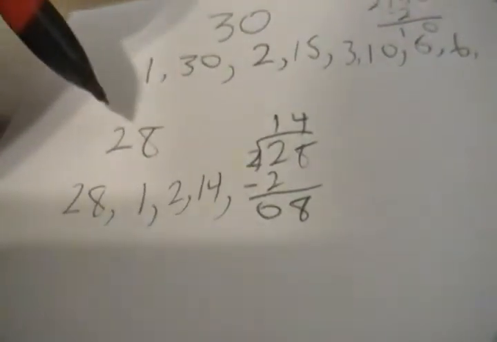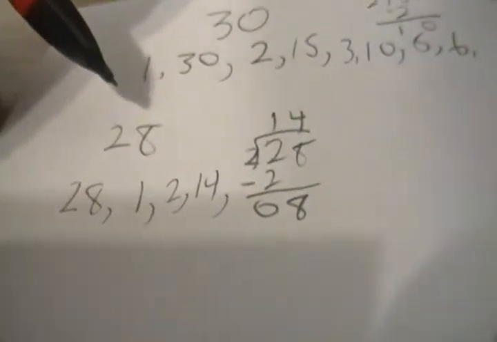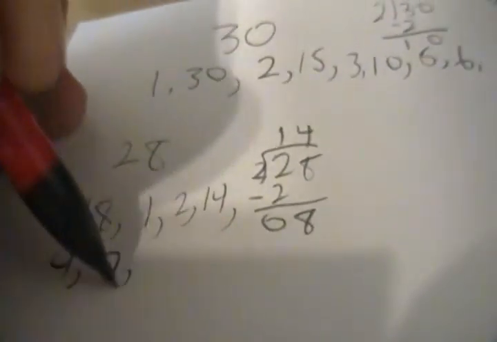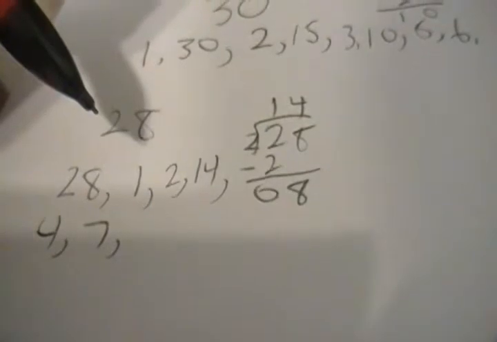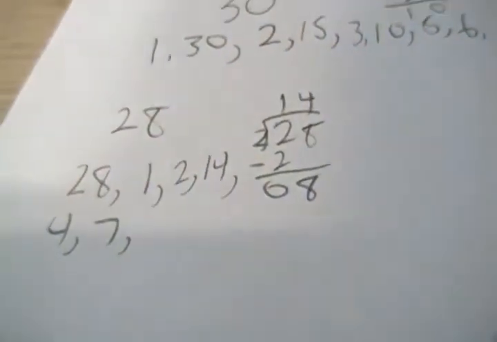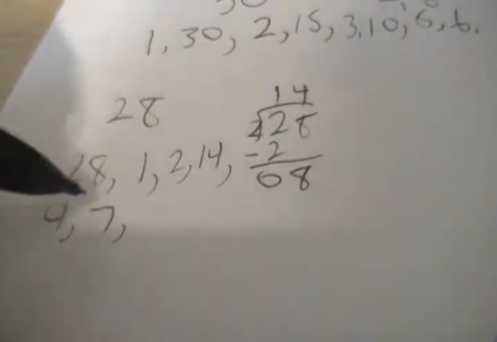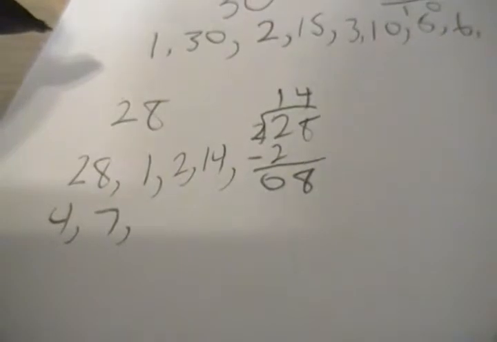Are there any other factors? Does 3 go into 28? No, it doesn't. Does 4 go into 28? Yes, it does, because 4 times 7 is 28. Okay, are there any others? 4, 7. I think we pretty much got them all. So the factors of 28 are 1, 2, 4, 7, 14, and 28.